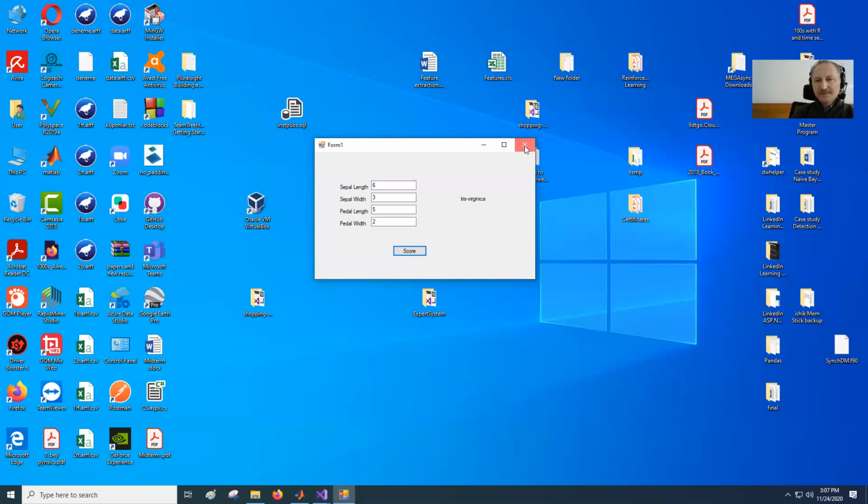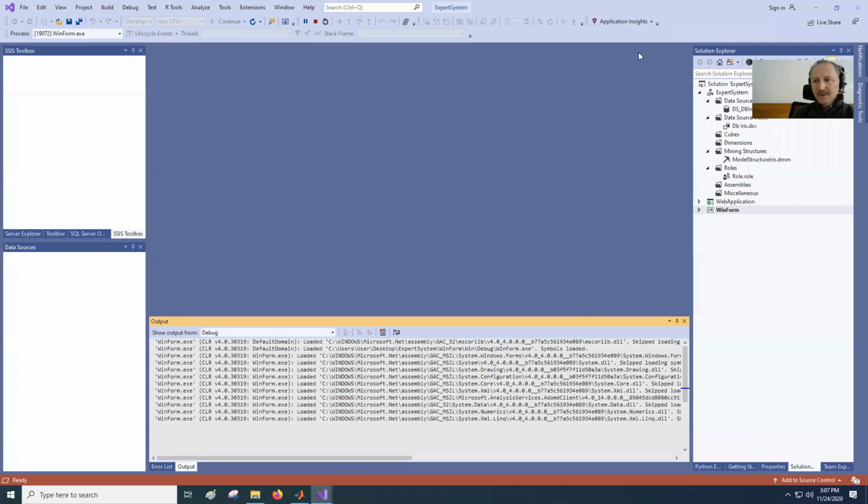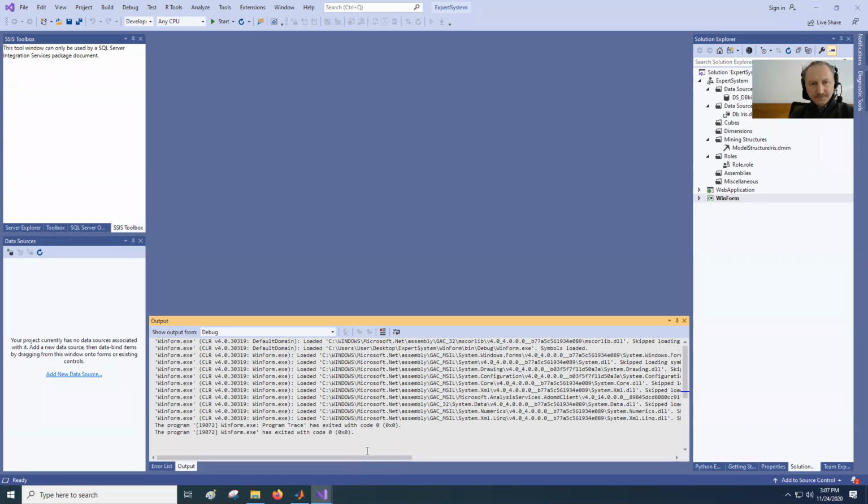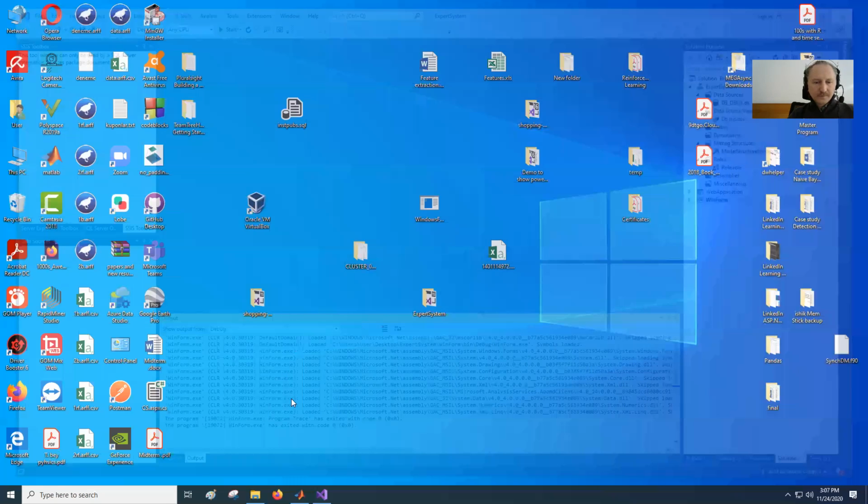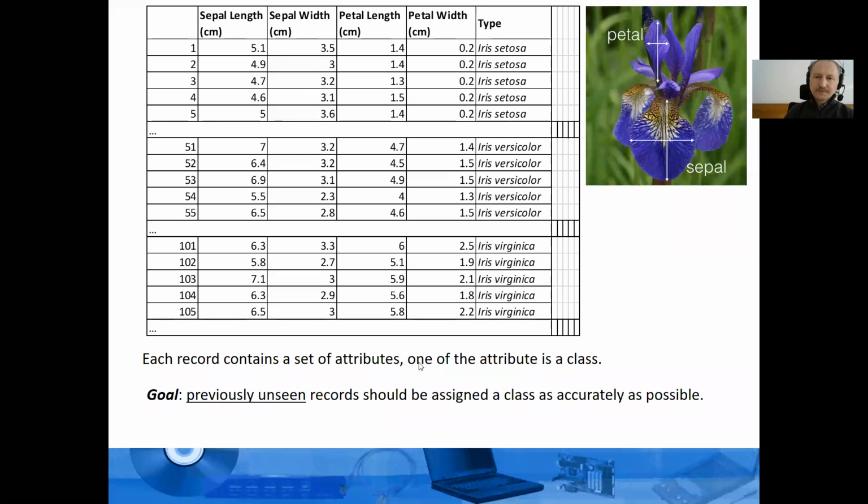Windows-based application. You can do like that. This was one real-life example for the classification problem.